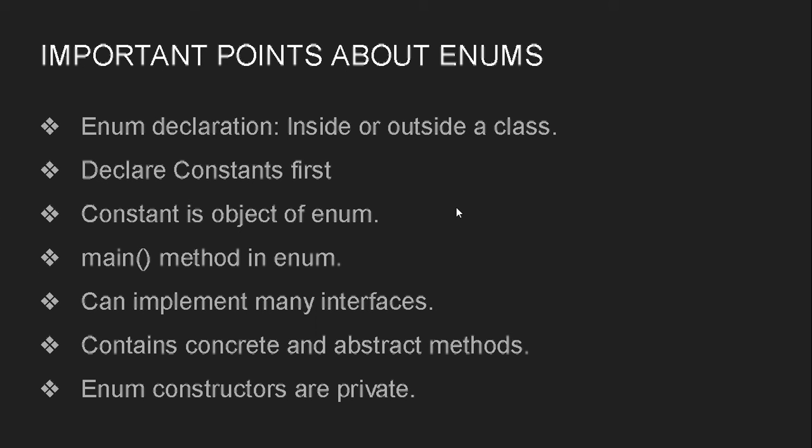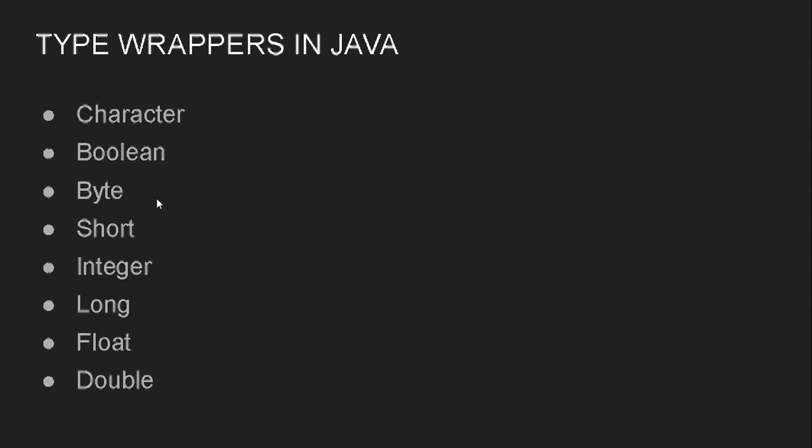Then after this, I'm going to talk about the concept of type wrappers. So there are 8 type wrappers in Java. Now, if you look at these 8 points, you will remember something. These are actually the primitive types: character, boolean, byte, short, integer, long, float, double.